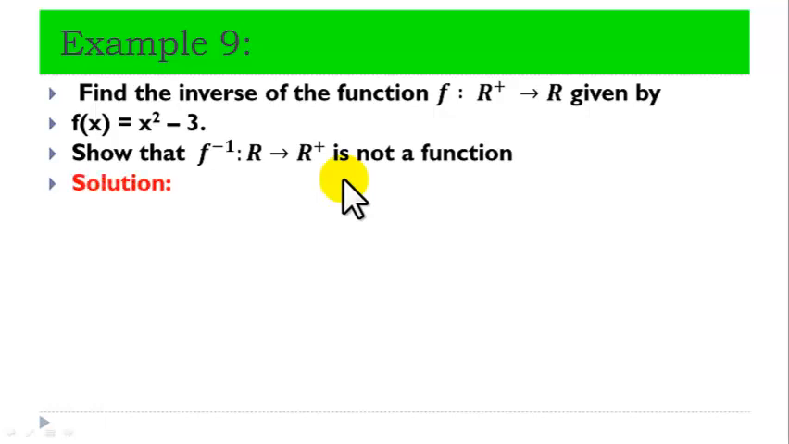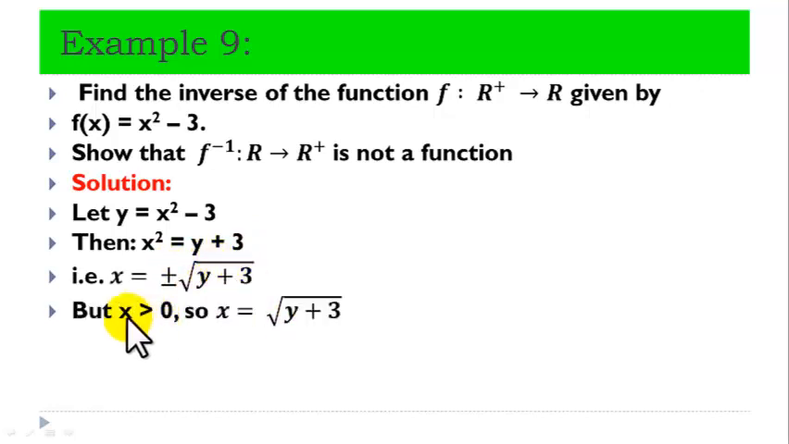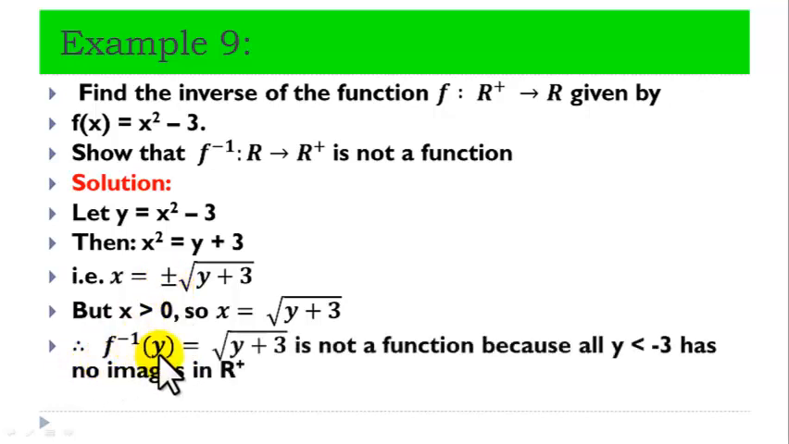Solution. Let y equal x squared minus 3. Then x squared is equal to y plus 3. Taking the square root, we obtain x is equal to plus or minus the square root of y plus 3. But x is positive, so x is equal to the square root of y plus 3. Thus the negative component of this is dropped. Therefore, f inverse of y is equal to the square root of y plus 3.